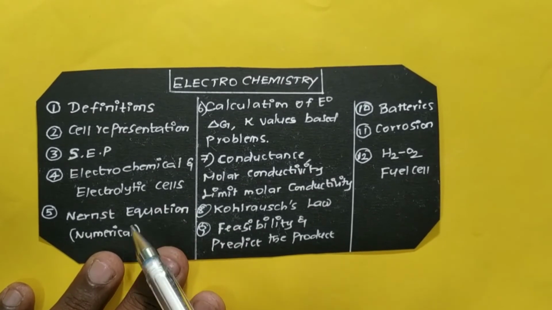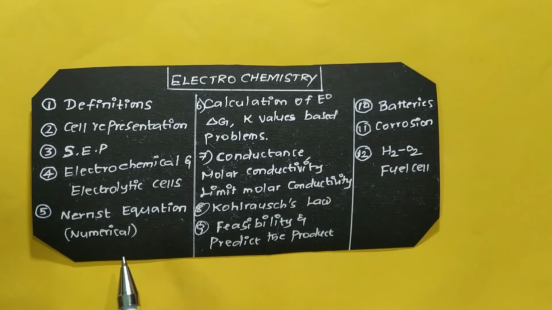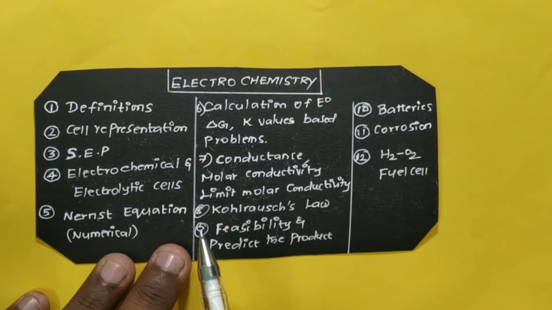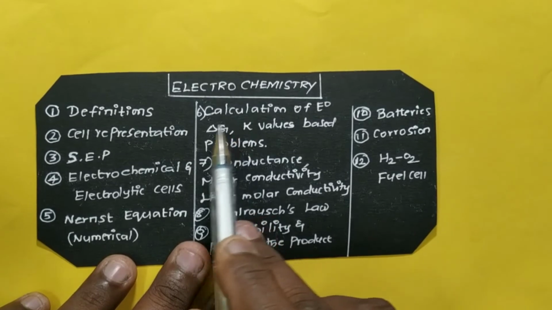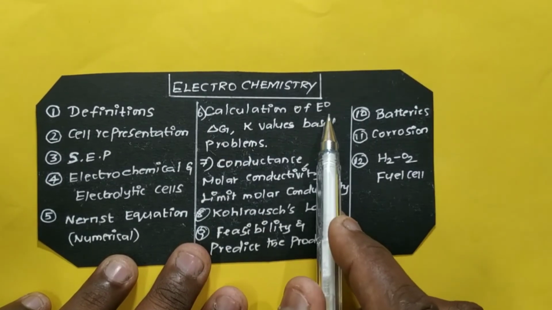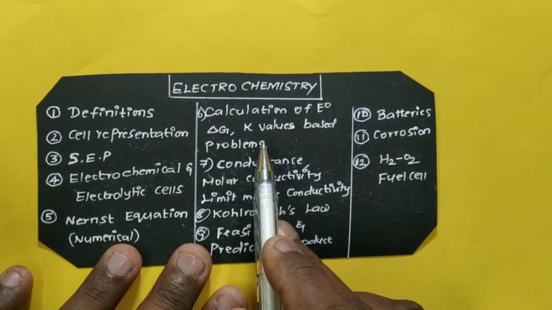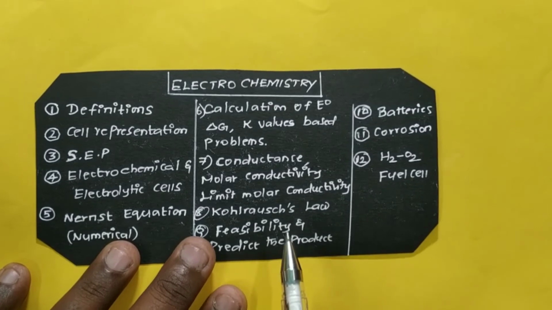Then the difference between electrochemical and electrolytic cells. And the very important thing is Nernst equation numericals. This is a very important one. We may expect two or three questions from this area, Nernst equation based numericals. Based on that, we can expect questions on calculation of E naught, that is the standard electrode potential, delta G, and K equilibrium constant based problems.